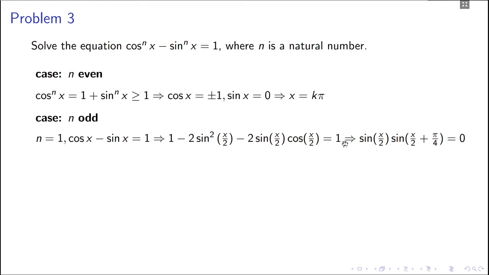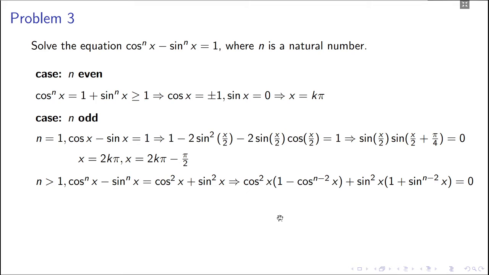So 1 gets removed from both sides, and you have the two products equal to 0. When this is equal to 0, sine x by 2 equal to 0, you have one solution. When this is equal to 0, you have another solution. Just write it down. So this will be equal to k pi, so x will be 2k pi, and similarly this will be equal to k pi, then that gives x equal to 2k pi minus pi by 2.